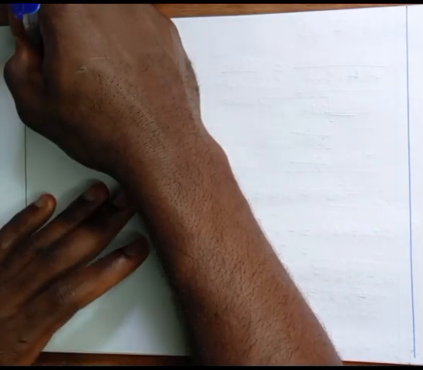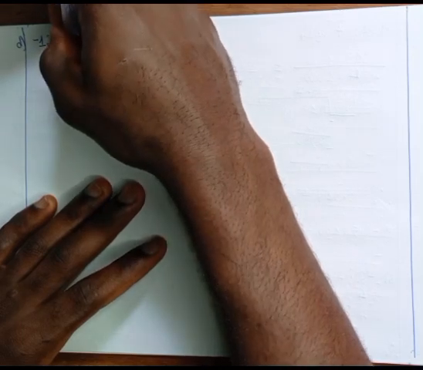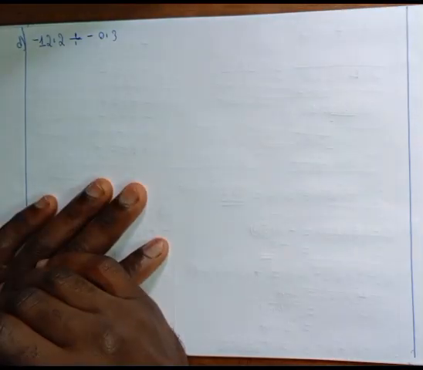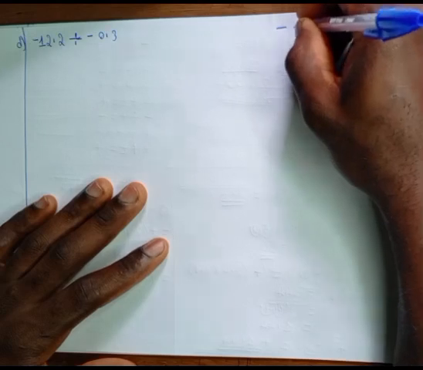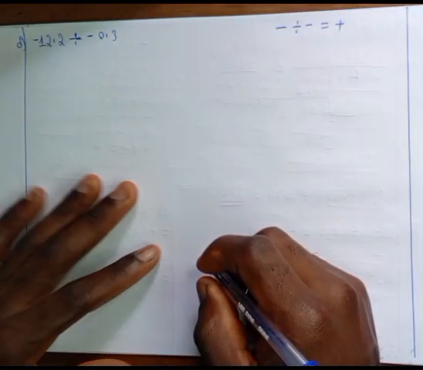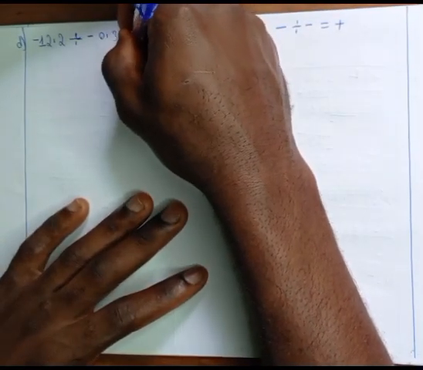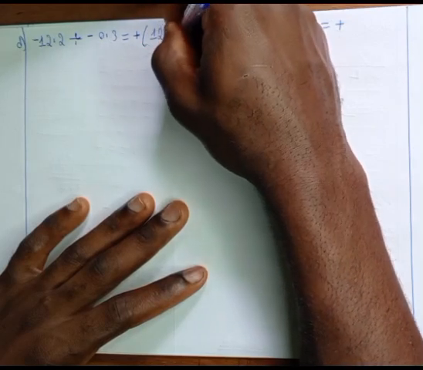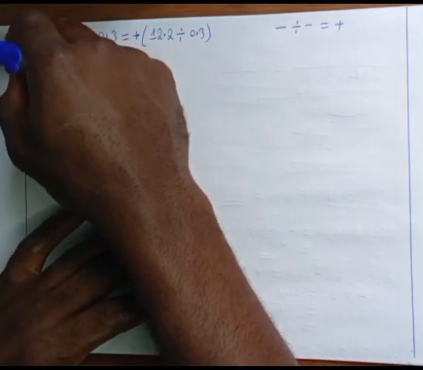We move now to the last question, which is question D. For D, we have negative 12.2 divided by negative 0.3. By making use of our sign rule, we know when we divide two negative numbers, the resulting sign will be positive. So we know this will simply be equal to positive 12.2 divided by 0.3. Now let's perform the division.